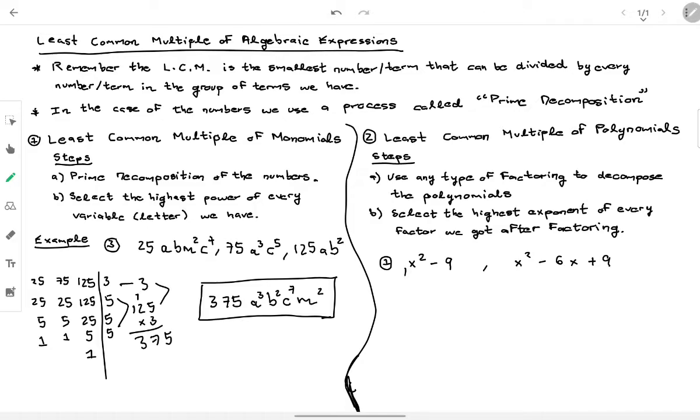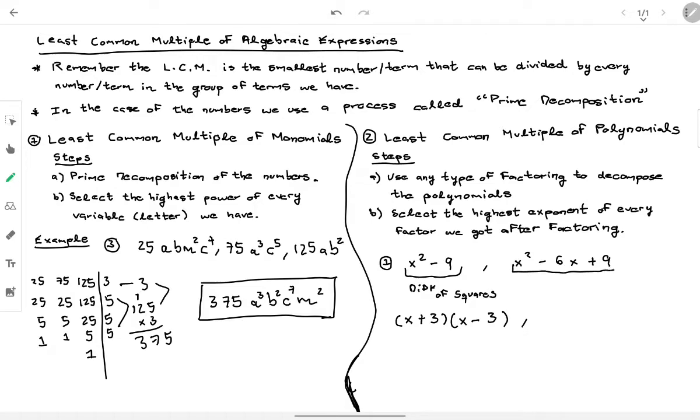This polynomial is a difference of squares. So we can factorize it as the product of the sum and difference of a binomial. The square root of the one that is positive will be positive in both, and the square root of the other one will be positive in one parenthesis and negative in the other.